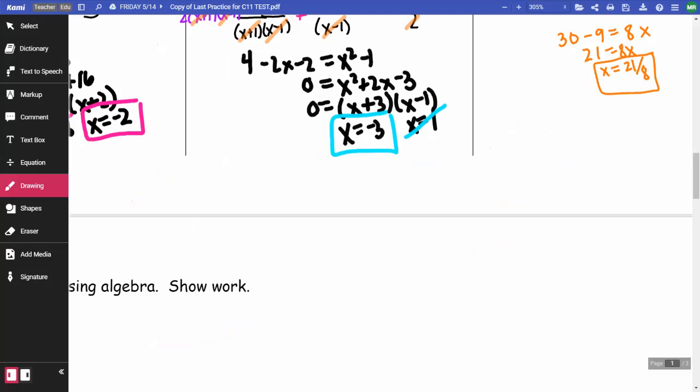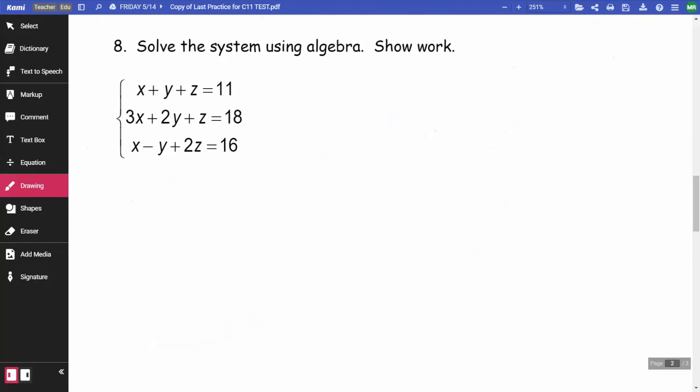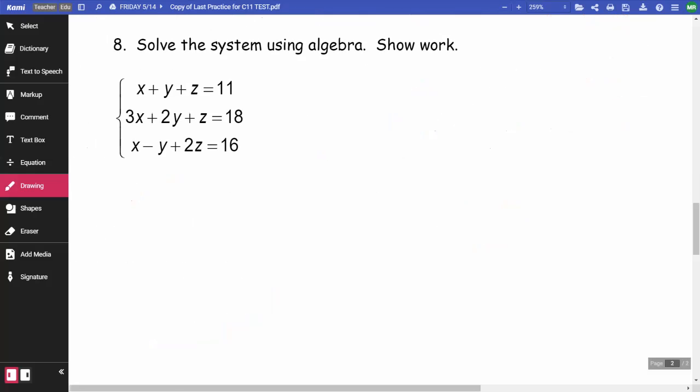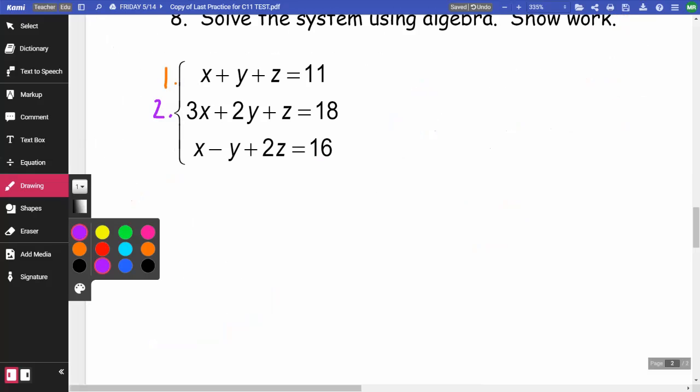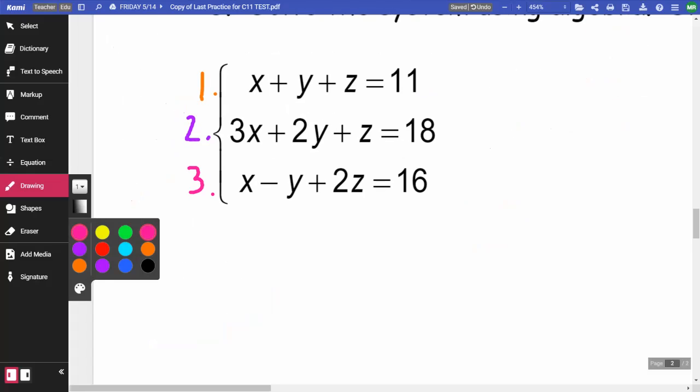So let's look at the back side. Okay, this is dealing with systems. So I'm going to call this one equation 1, equation 2, and equation 3. And looking at those, I need to decide if I want to eliminate my x's, my y's, or my z's. I can do any of them.